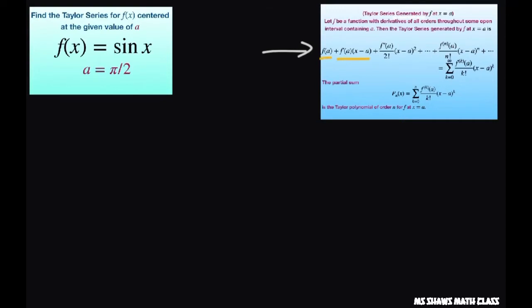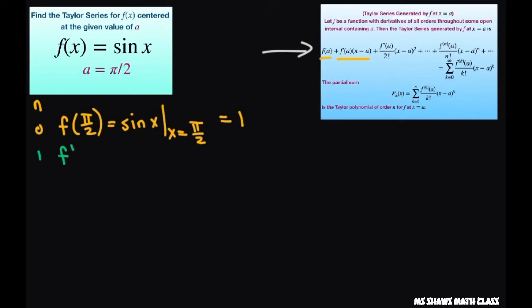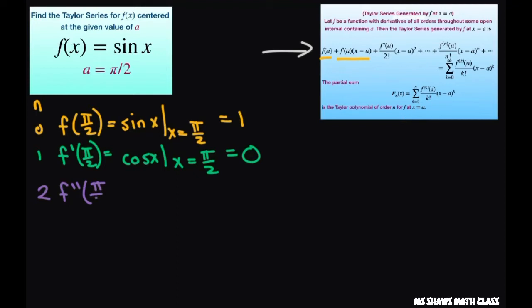So let's try for n equals 0. We have f of pi divided by 2. That's going to be your sine of x evaluated at x equals pi divided by 2, and that's going to equal 1. All right, and then for 1, we have f prime of pi divided by 2, our derivative. That equals cosine of x, evaluating that at x equals pi divided by 2. That equals 0. And for 2, we have f double prime of pi divided by 2 for our second derivative. That gives us negative sine of x, evaluated at x equals pi divided by 2, and that equals negative 1.